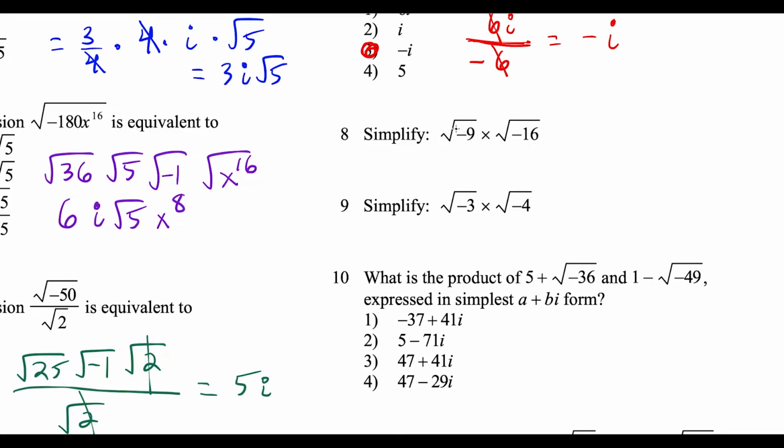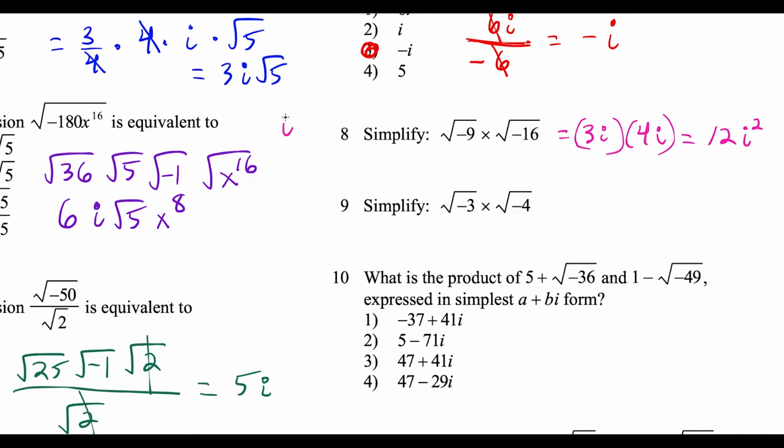Question 8, we're simplifying this expression here, and the square root of -9 is 3i. And the square root of -16 is 4i. Note that those two numbers are perfect squares. So then we multiply this. 3 times 4 is 12. i times i is i squared.